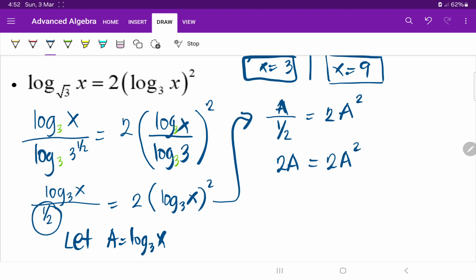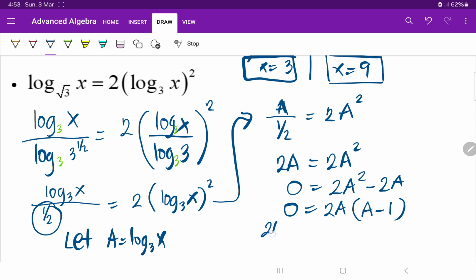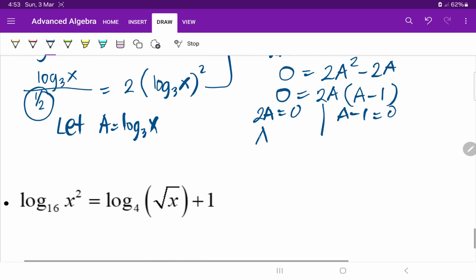Okay? So, transpose everything to the right side. So, this is 0 equals 2a squared minus 2a. Factor out the common term, 2a. This becomes a minus 1. So, 2a equals 0 or a minus 1 equals 0. So, a can be 0 and a can also be 1.